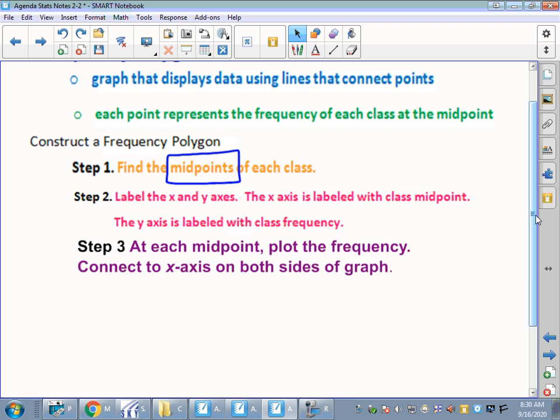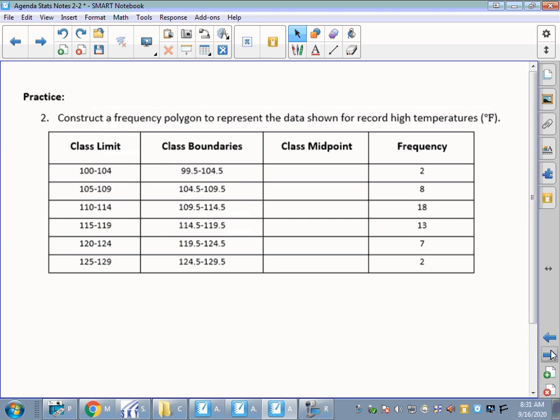And in order to make it a polygon, we're going to connect to the x-axis on both sides of the graph. So we're going to start and have a point at the origin. We start a little over, like we did for the histogram. And then at the end, we're going to connect it as well. Polygon is a closed figure, so we need to connect on both sides. So let's whip up a quick polygon.